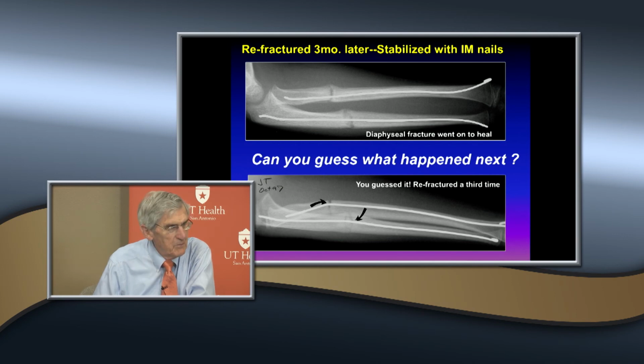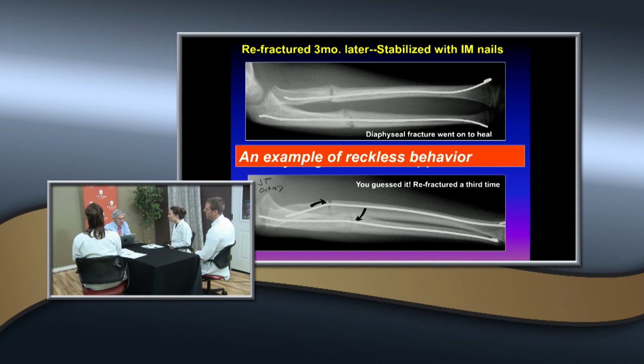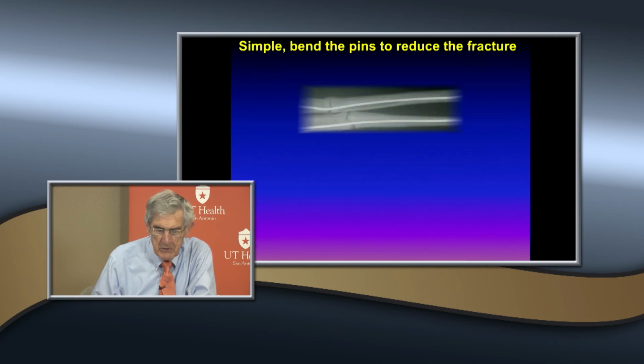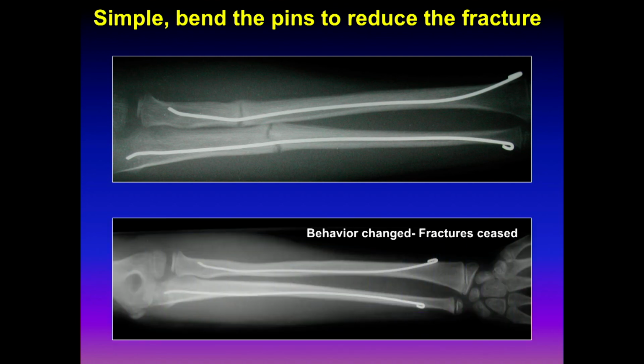So what are you going to do? Well, you just rebend him. People get all worried about metabolic bone disease and so forth, but most of the studies show that refractures are due to reckless behavior. And so simply what you do, you just bend the pins to reduce the fracture and hold him a little bit longer. And his behavior changed. He finally got the message and his fractures ceased.